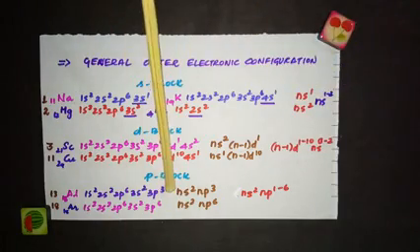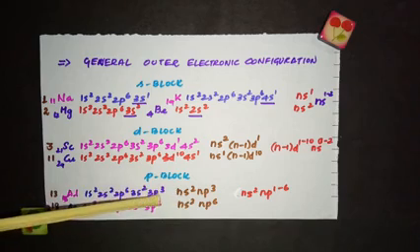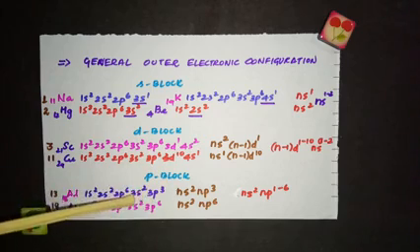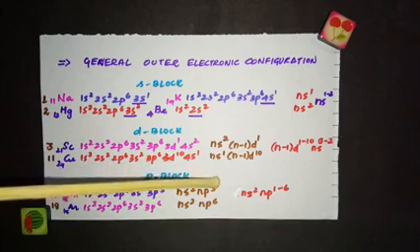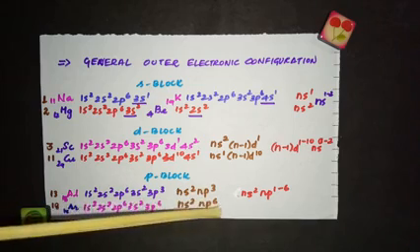Same way for p-block elements, see, I have taken two examples. Aluminium. Aluminium's atomic number is 13. So this is the configuration. Look at the outer configuration, 3s2 3p1. So I can write this as ns2 np1. And look at argon. This is 3s2 3p6. I can write it as ns2 np6.